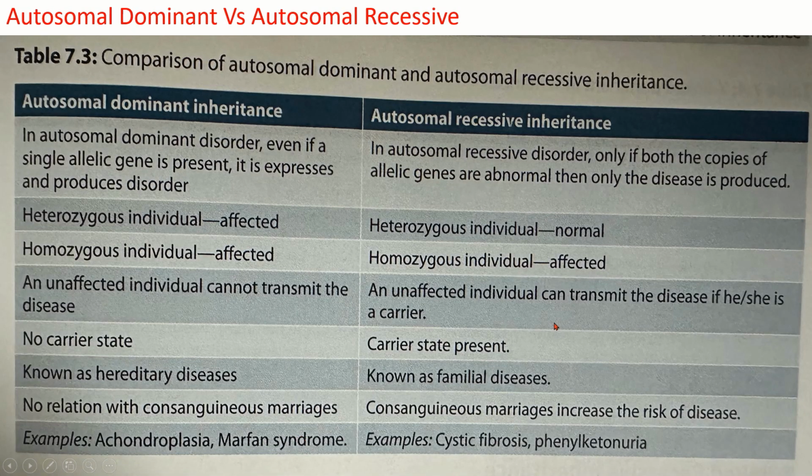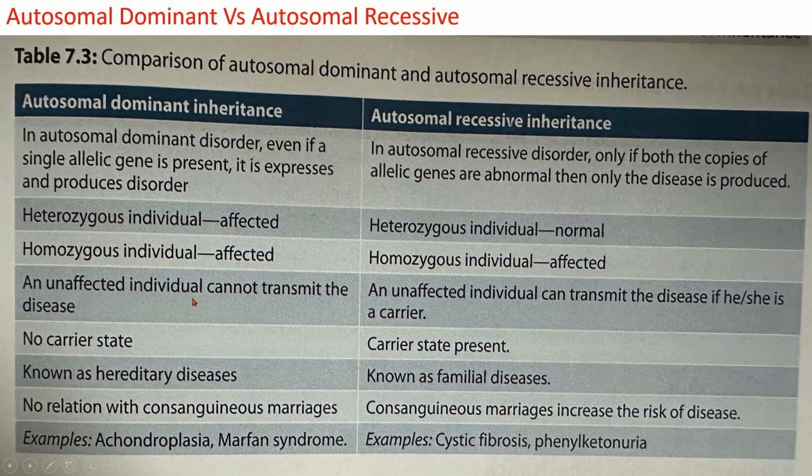So if we compare and contrast dominant versus recessive, especially the autosomal. In autosomal dominant, even if a single allele gene is present, it expresses and produces disorder. Here both copies of the allele genes should be abnormal to produce the disease. So heterozygous individual affected with mild disease, homozygous individual affected with severe disease; heterozygous individual normal, homozygous individual affected.